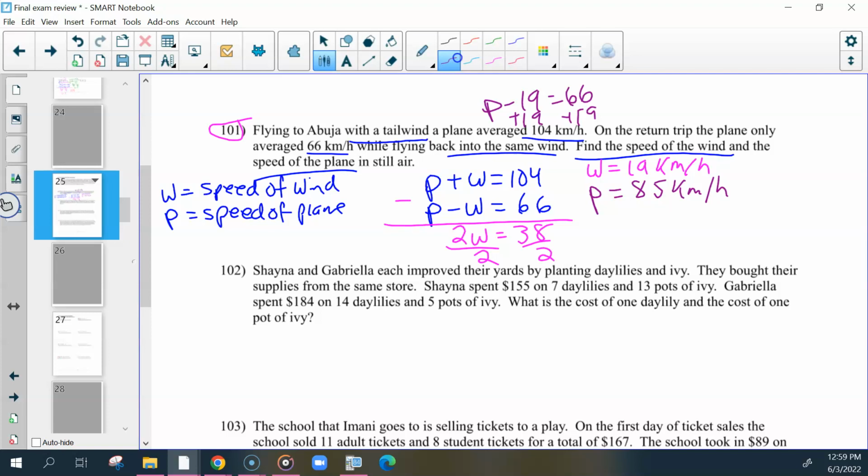If you do get something like this, make sure that your wind speed is lower than your plane speed. It wouldn't make sense for the wind to be faster than the plane. If this is a boat and stream situation, same thing, the boat should be faster than the stream speed. Do we have any questions on this one?